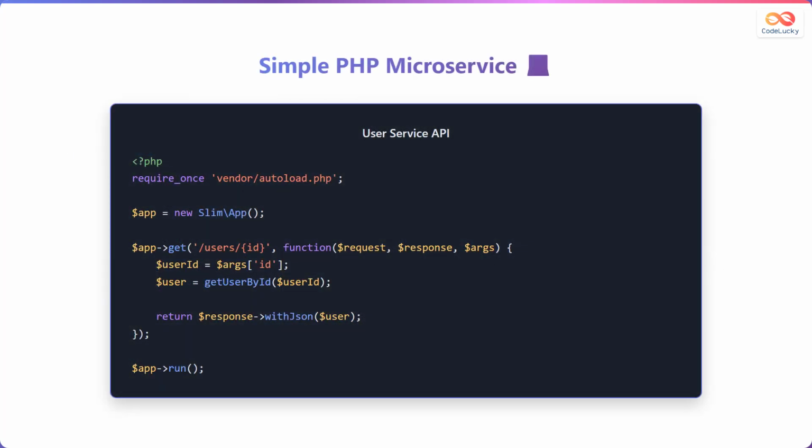Here's an example of a simple user service API built with PHP. It defines a route to retrieve a user by their identification. When a user accesses the /users/ID endpoint, the application retrieves the user's data and returns it as a JSON response.